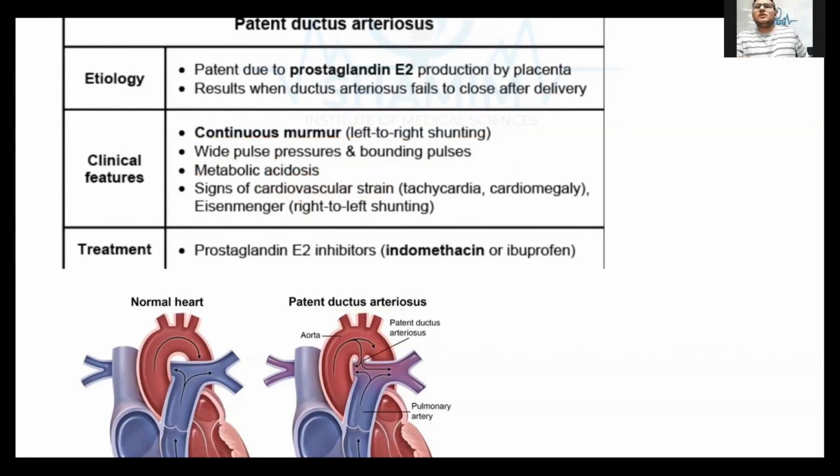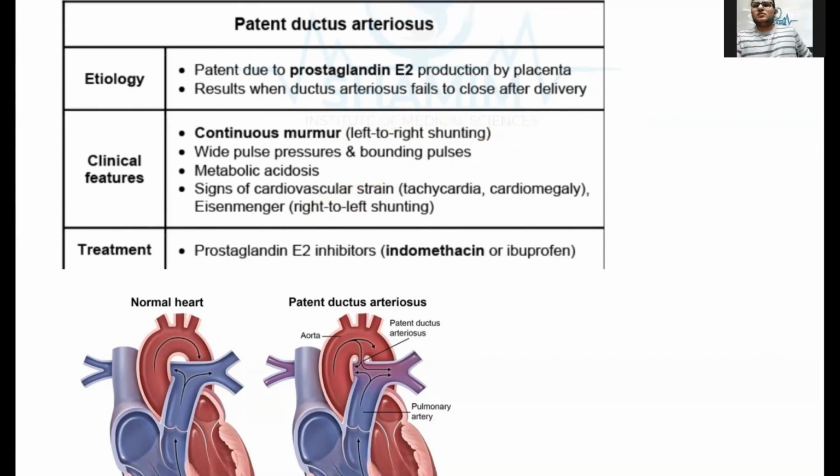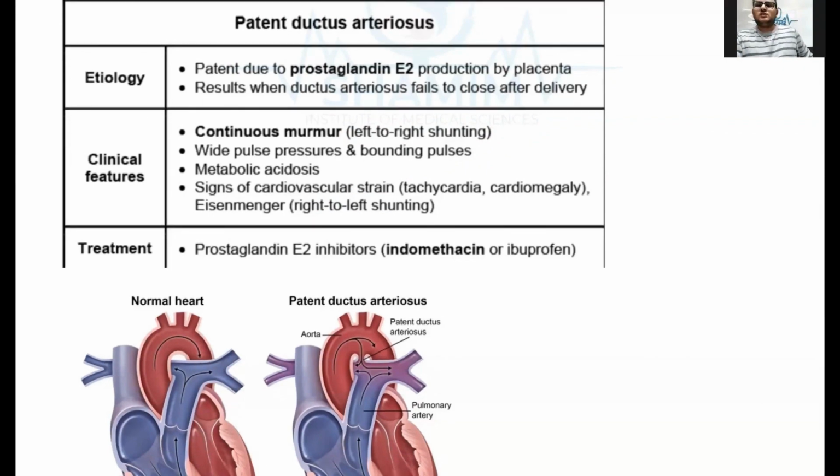Eisenmenger is a reverse shunt. Normally it is left to right shunting, but at a later stage the shunt is reversed. That is called Eisenmenger syndrome. Patent ductus arteriosus is a left to right shunt. Normally it is left to right, but after years there are modifications and changes that lead to right to left shunt. That is Eisenmenger syndrome. We will study in our next pathology sections the different diseases, and we will study more about this Eisenmenger syndrome.